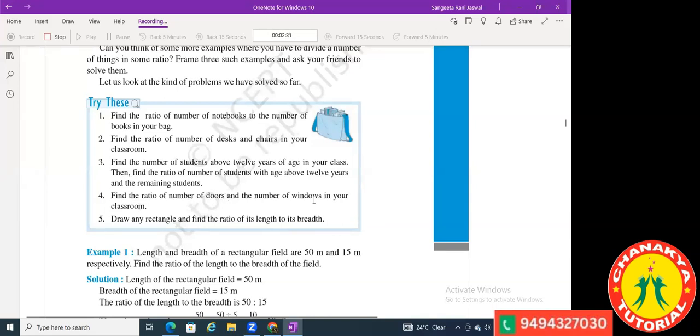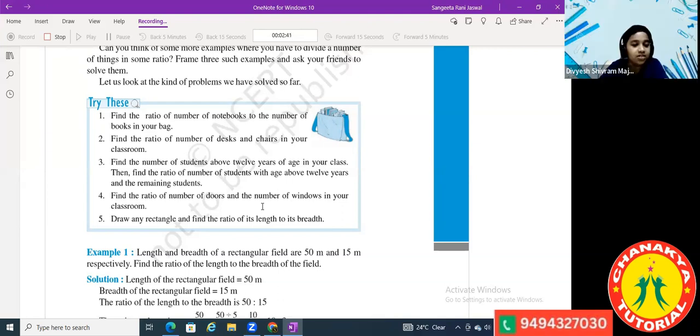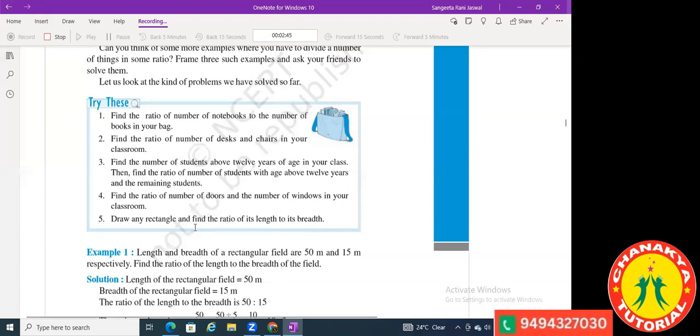Find the ratio of the number of doors and the number of windows in your classroom. So you can visualize your class. How many doors are there? How many windows? Ma'am, two doors and two windows. So you can find the ratio. Ma'am, 2:2, which is 1:1.